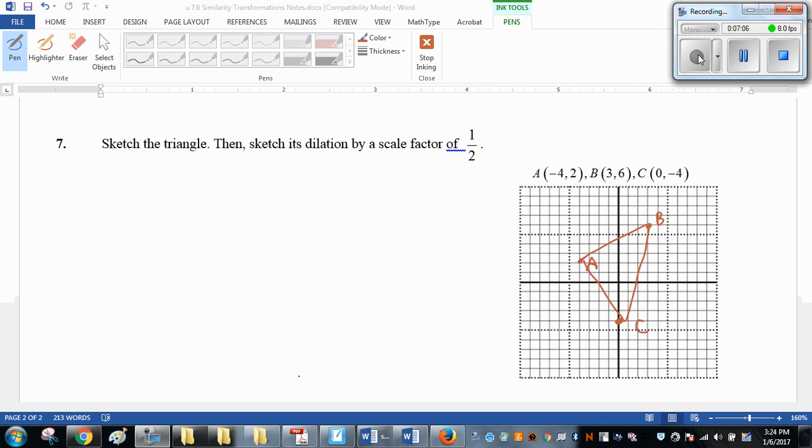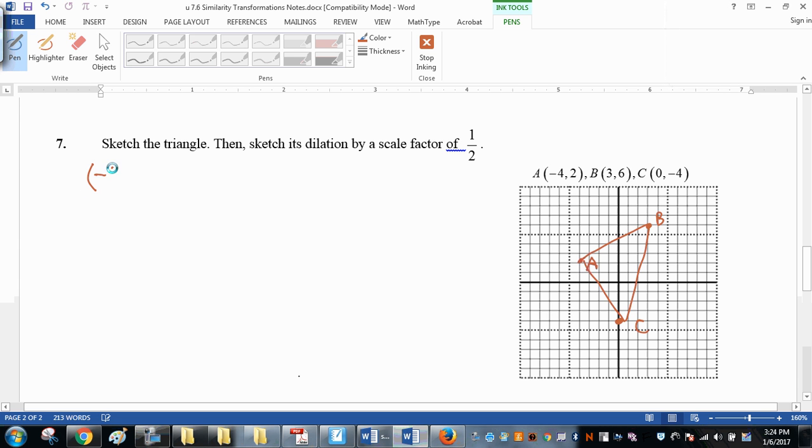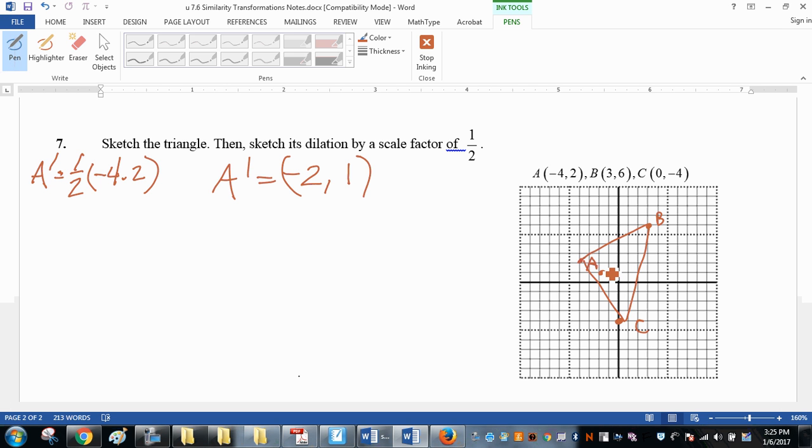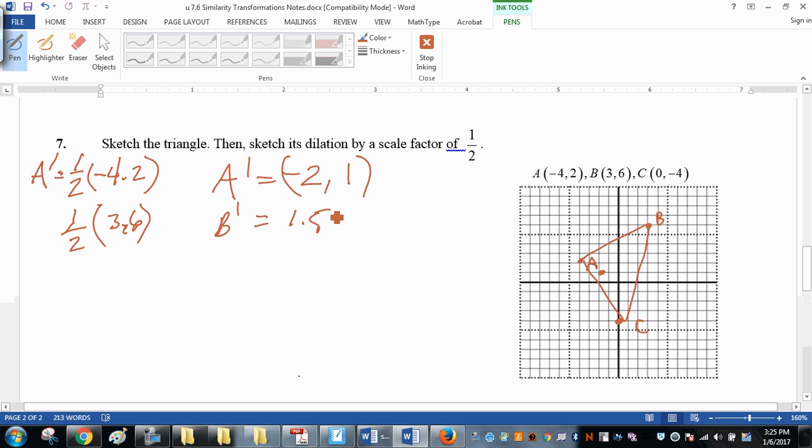So now to use that scale factor, we're going to simply multiply it times each of our points. Point A was -4, 2. We're going to call our new point A prime, and all we have to do is multiply by 1/2. It's that easy. 1/2 times -4 is -2, and 1/2 times 2 is 1. So -2, 1. We know that the scale factor is 1/2, so that means it's going to be getting smaller. There's A prime. Now we'll take B. 1/2 times 3, 6 gives us B prime. 1/2 times 3 is 1.5, and 1/2 times 6 is 3. So for 1.5, we're just going to go right in between 1 and 2. Put our point.